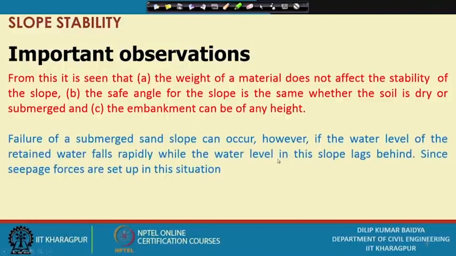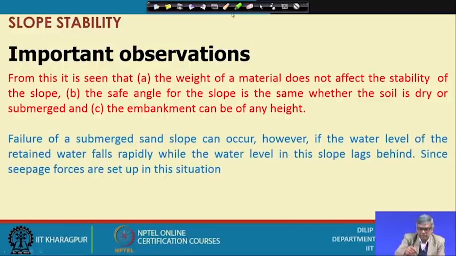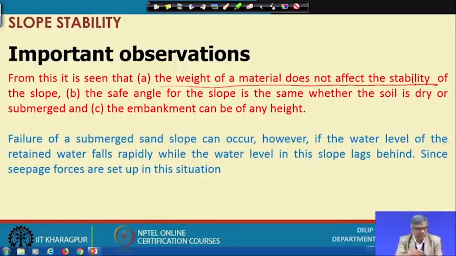Now, from here you can make a few important observations. You can see that the weight of a material does not affect the stability of the slope. Whether it is made of steel, quartz or anything, if the friction concept is the same, then it does not matter. It depends only on phi, the angle of internal friction or angle of shearing resistance. The weight of the material is not there at all.